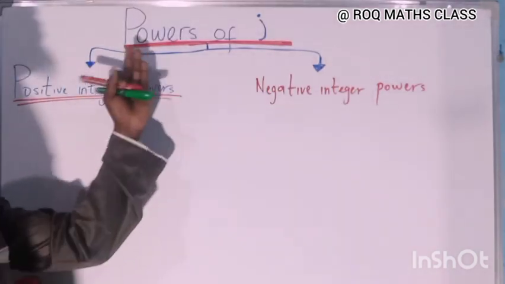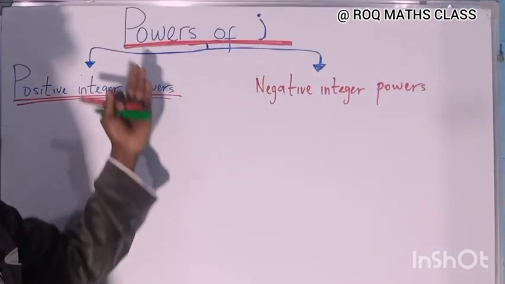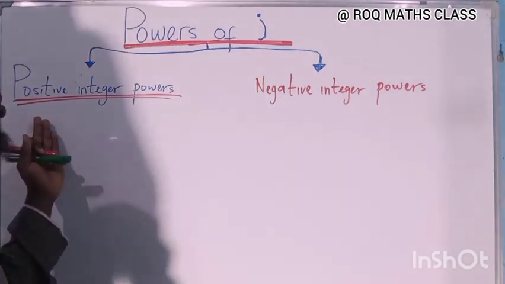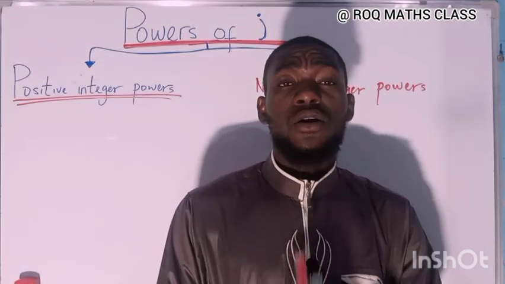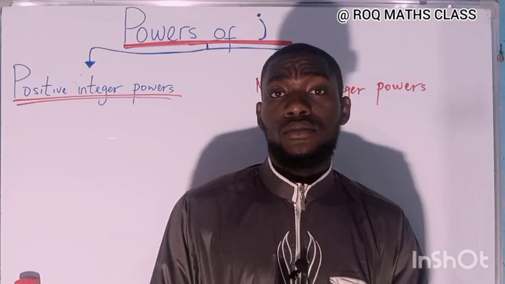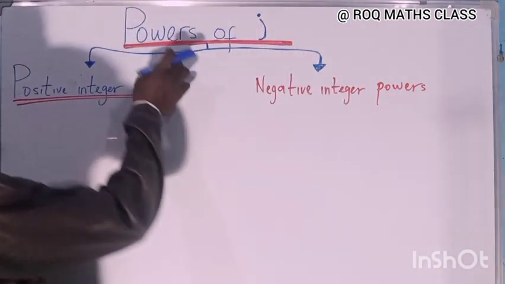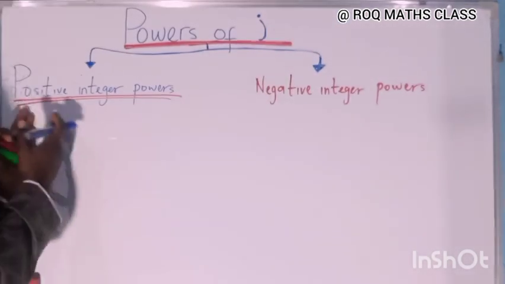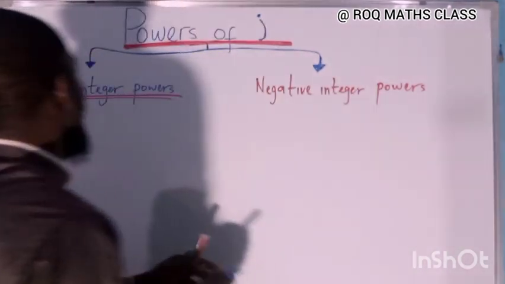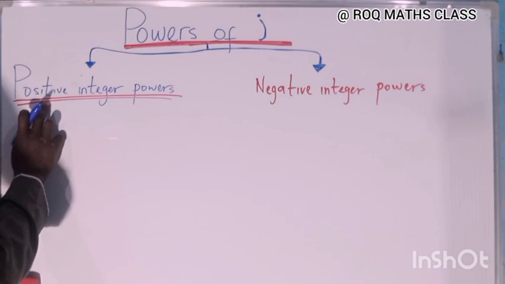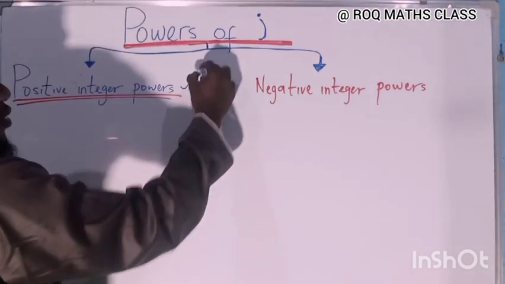Today we have powers of iota, and this power of iota is divided into two parts. In our previous class we discussed complex numbers. So now the powers of iota is divided into two parts. I have the positive integer power and the negative integer power. But today we are dealing with what? With the positive integer power.